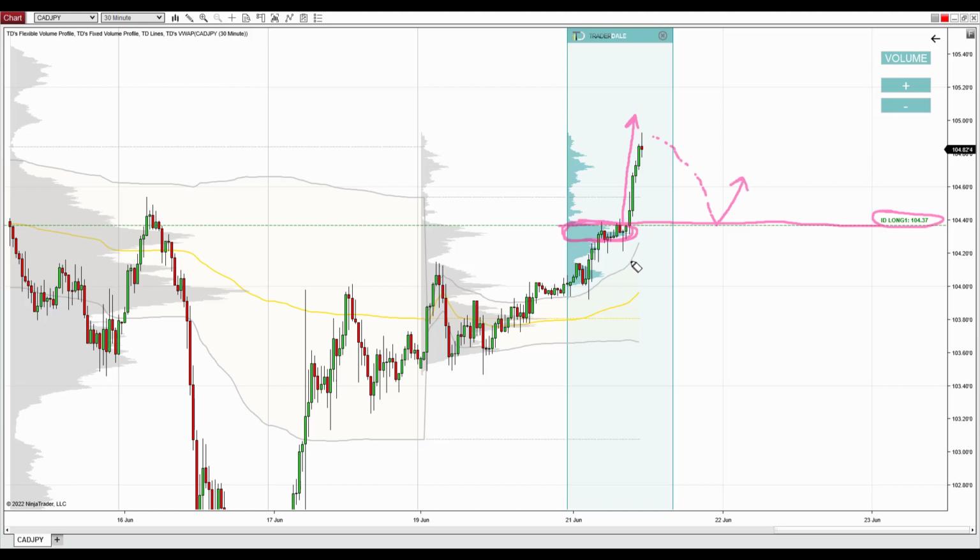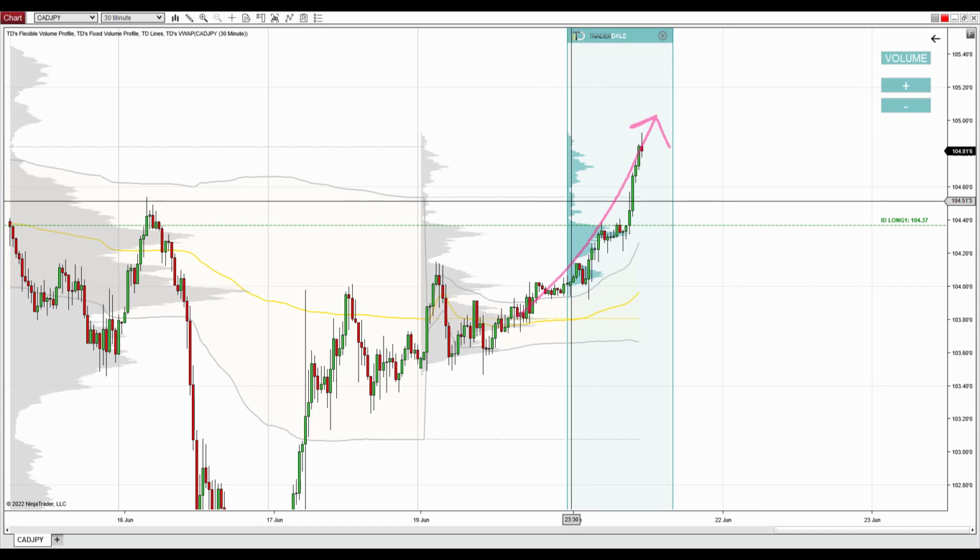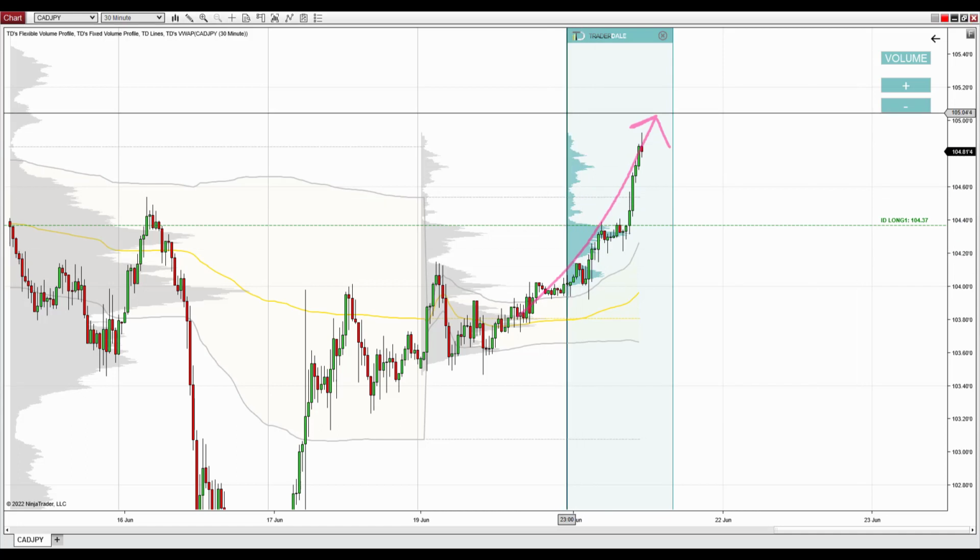I trade it when there is a trend, like for example in this case there's a trend, and within the trend I look for significant volume clusters. All right, so that's the volume profile trend setup right there.